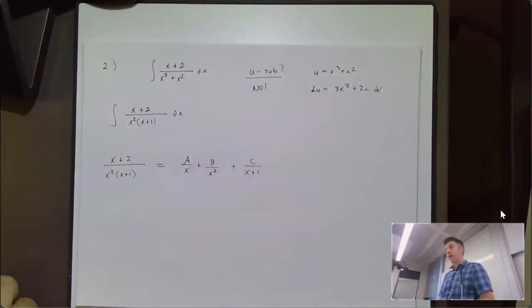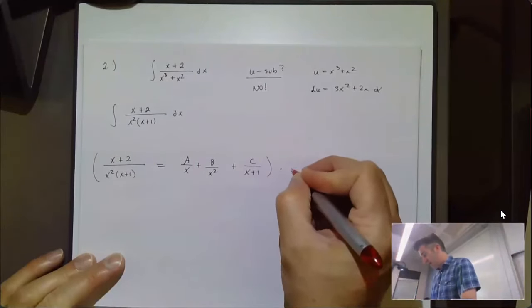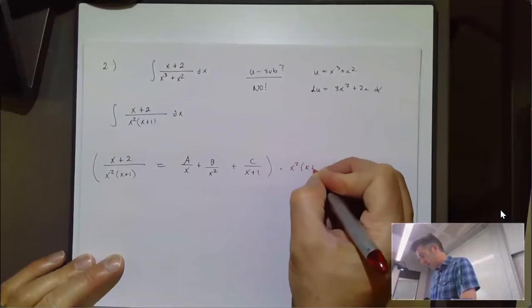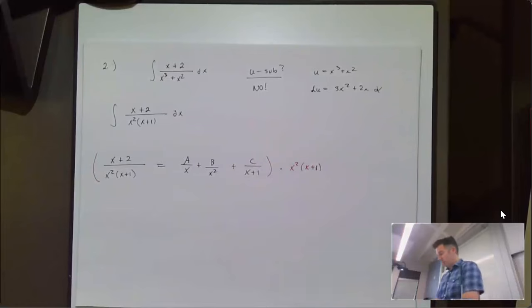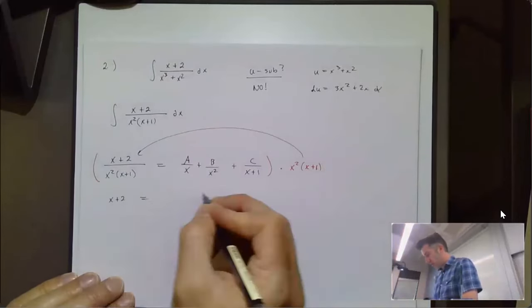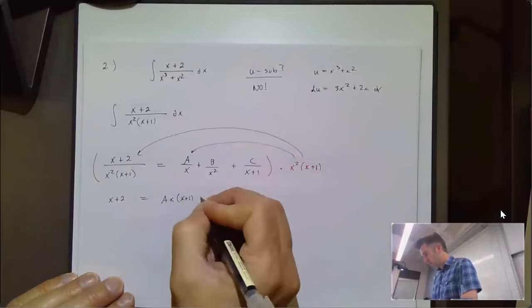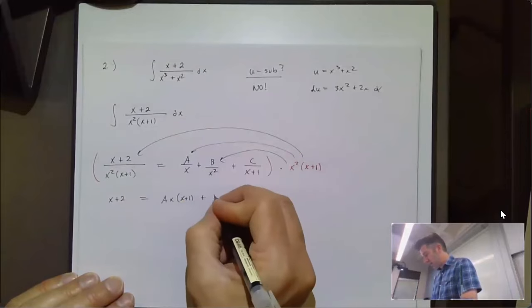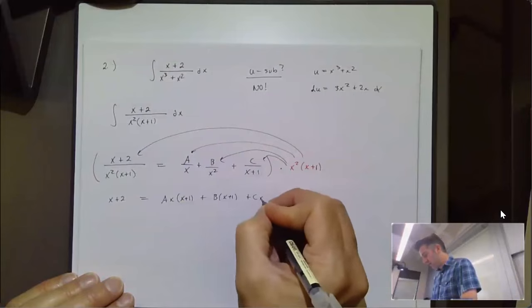I do think it's worthwhile to actually write out that you are multiplying both sides by the common denominator x squared times x plus 1. This makes it easy to make sure you don't make any mistakes. So when I multiply this by that, we of course just get x plus 2. When I multiply this by that, we get a times x plus 1. We multiply that by you get b times x plus 1. Multiply that there, you get c times x squared.